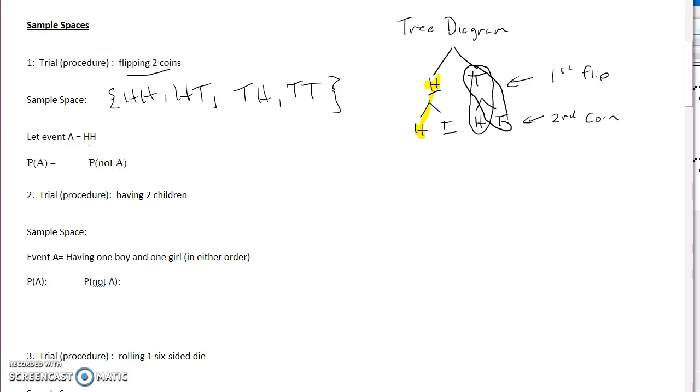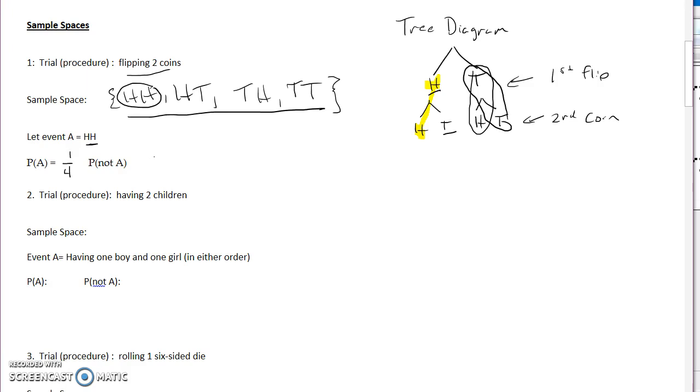So we're going to let event A be the probability of getting two heads. I take a look up here, we see how many total outcomes are there in my sample space. There are 4 of them. And then how many of them is the event that I am looking for, which is getting 2 heads? It's this one right here. So the probability of getting 2 heads in a row is 1 out of 4.